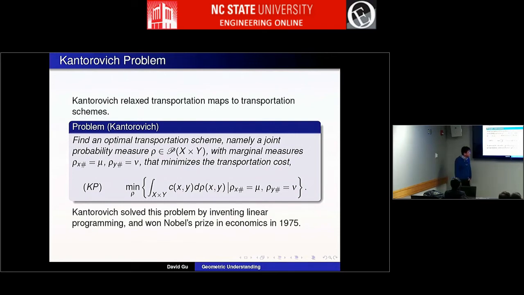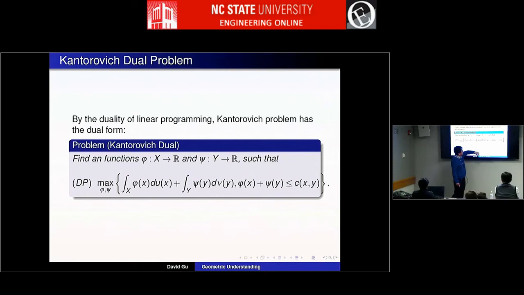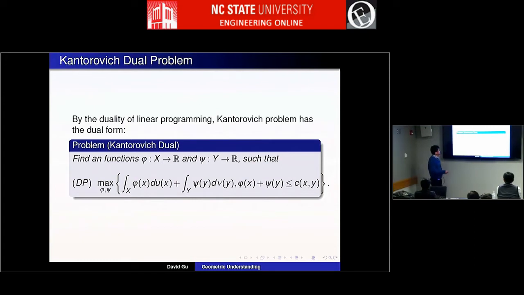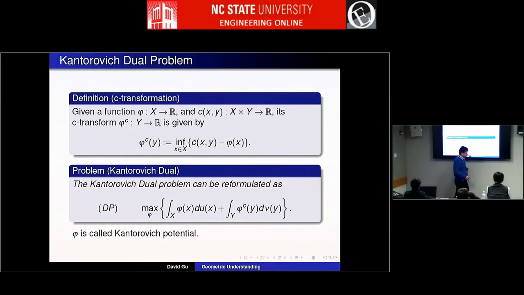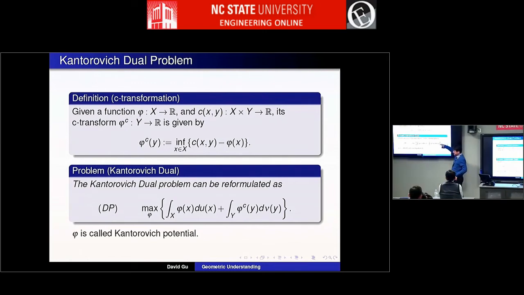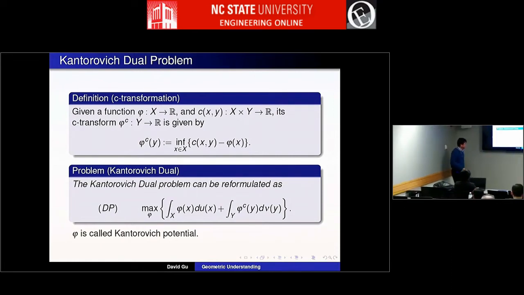But the Kantorovich formulation has a dual form, which is equivalent to finding two functions, phi and psi, such that we maximize the expectation of phi plus the expectation of psi. The phi and psi satisfy this constraint pointwise. This can be further written down using something called a c-transform. All the existing machine learning methods based on Wasserstein distance are actually computing this, using this kind of formulation. This formulation is pretty general for all cost functions.